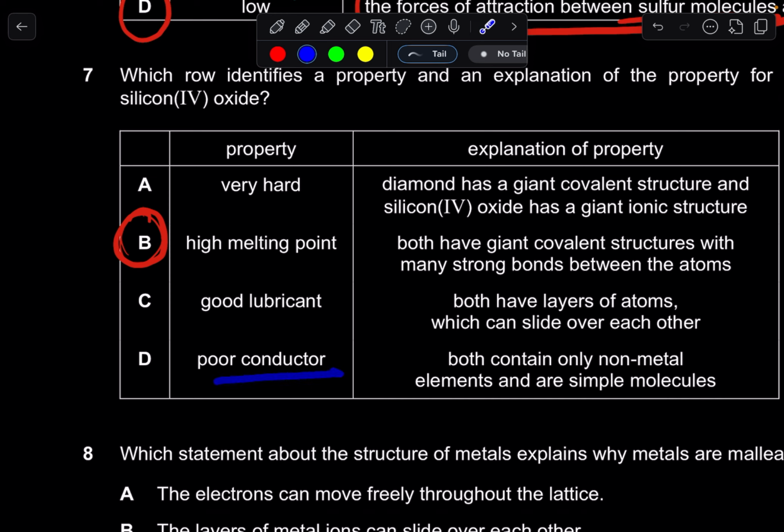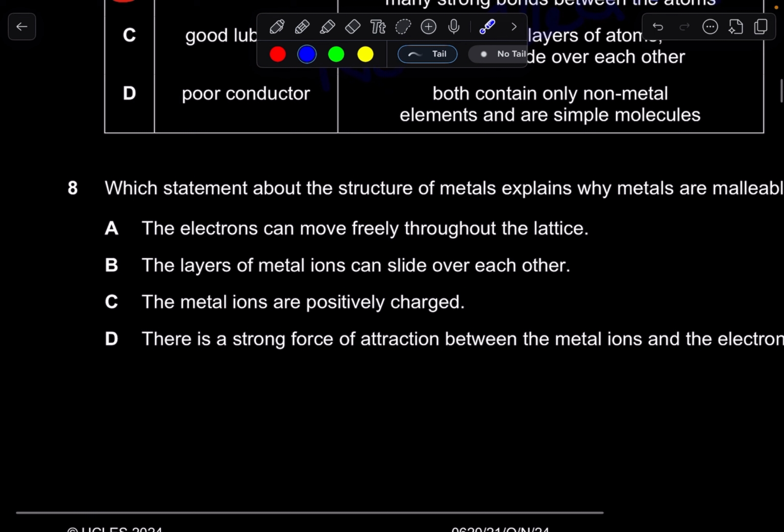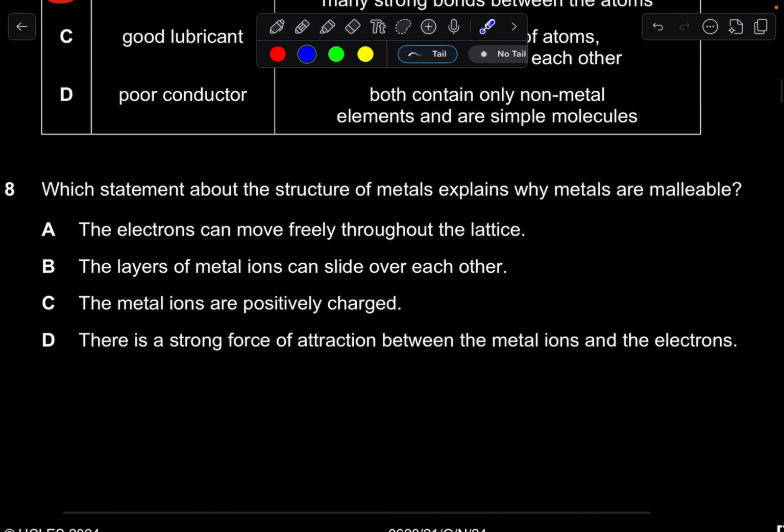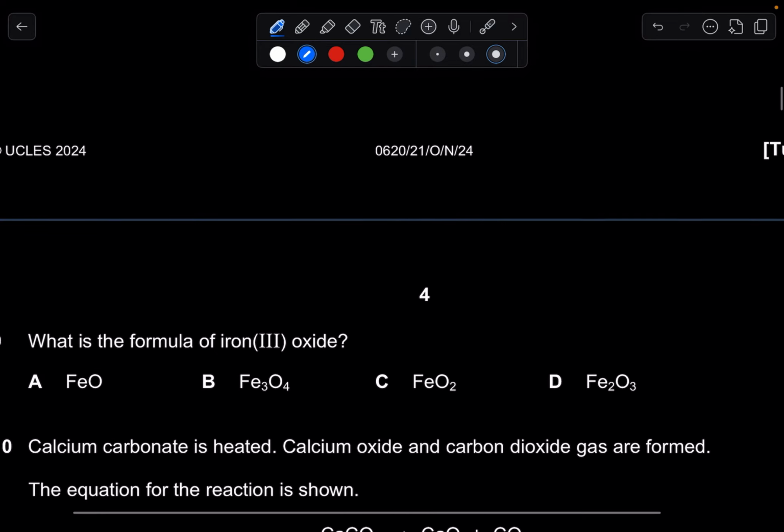Poor conductor, both contain only, no, that's incorrect. For poor conductor it should be that there are no mobile electrons. That's the reason they are poor conductors. Okay, which statement about the structure of metals explains why metals are malleable? Because layers of the metal ions can slide over each other. I guess I just spoke out this line, so it's going to be option number B.